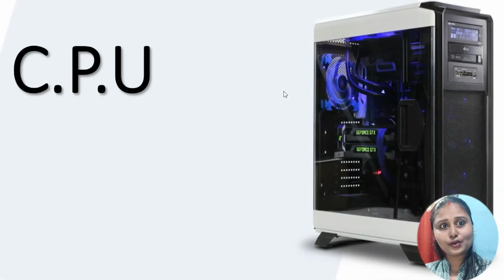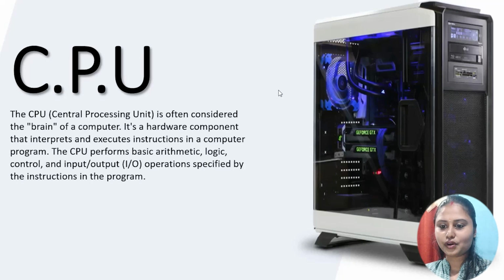So this is how the CPU looks like. The CPU stands for Central Processing Unit. How much the brain is important to the human being, the same way the CPU is for a computer system. Nowadays, as I said, we don't have separate CPUs, but we can purchase a CPU as an additional component. Nowadays, computers come with a built-in CPU system. So it is often considered as the brain of a computer. Point to be remembered, it's a hardware component.